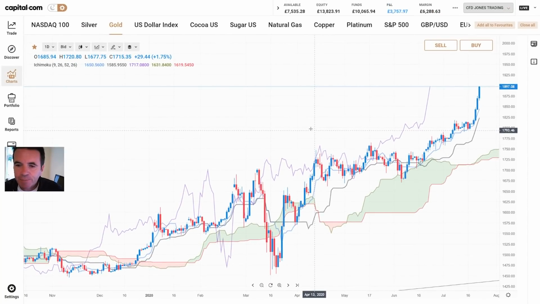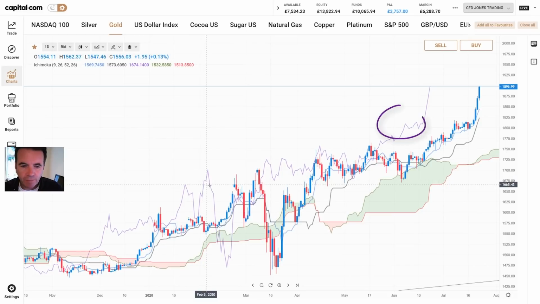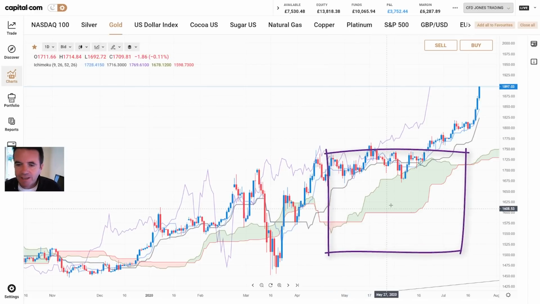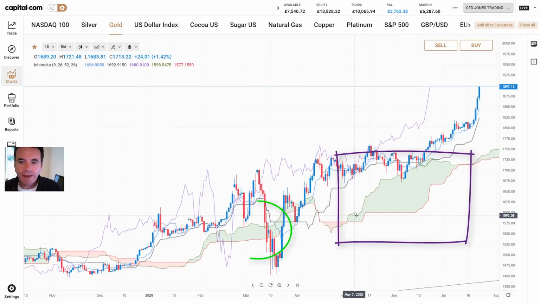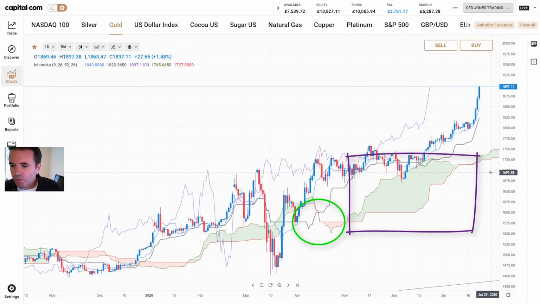So that's the baseline and the conversion line. Then we have the lagging span line. That's in purple on my chart here. So you can see it here above the price as the price is trending up. Then we have the cloud. I think the cloud is fairly obvious. For much of this chart, it's below the price. So you can see the cloud here. We do get the cloud flipping, crossing over. But at the moment, since early May, and actually to where we are now into late July, that cloud has stayed pretty much green.